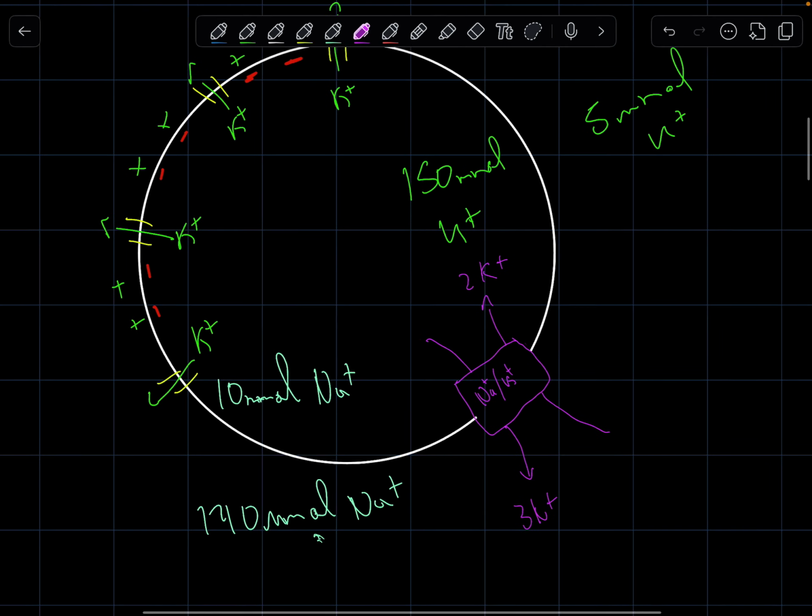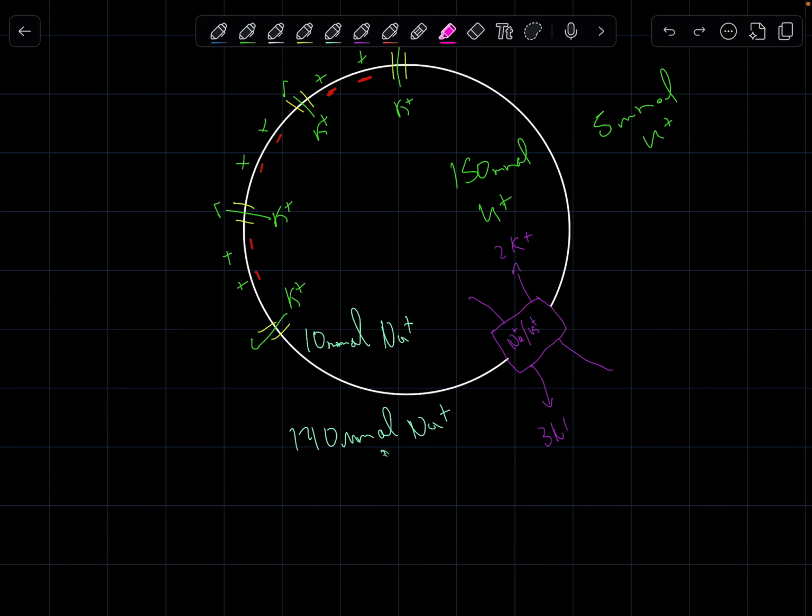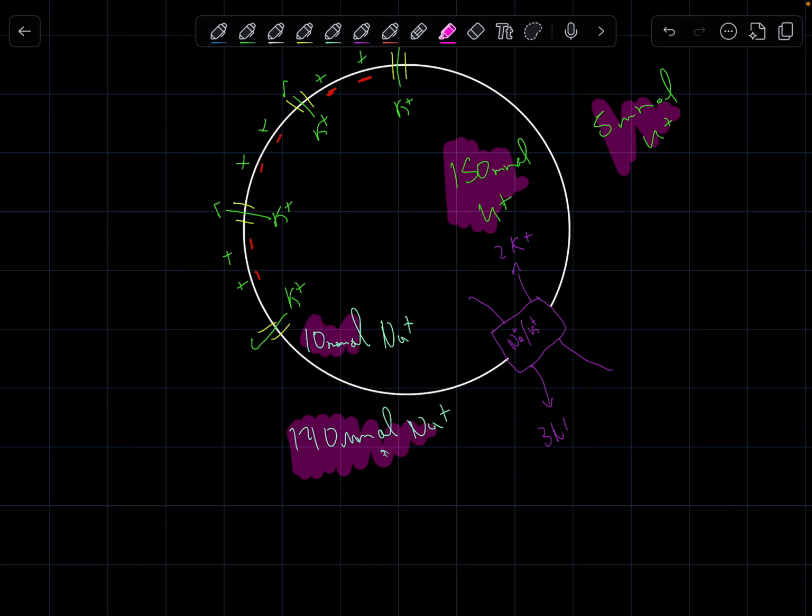Now, I've already written out here the concentrations that are formed when this occurs. There is essentially more potassium inside the cell, 150 millivolts, and less sodium inside, but there's more sodium outside the cell.